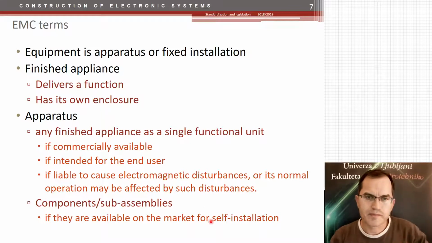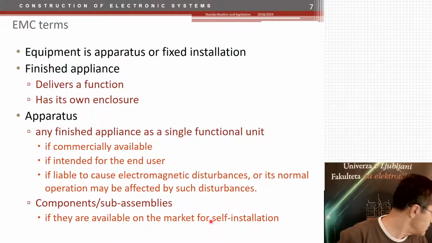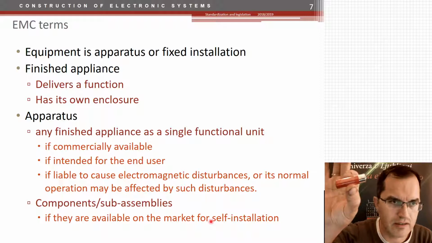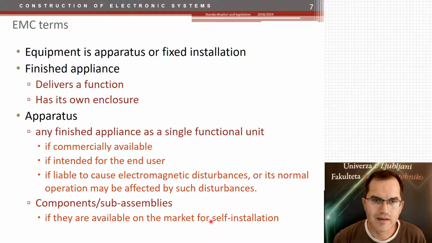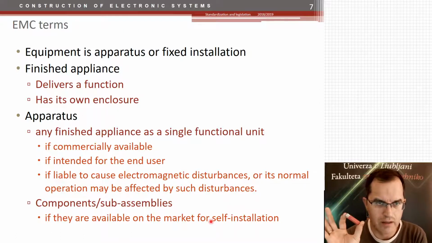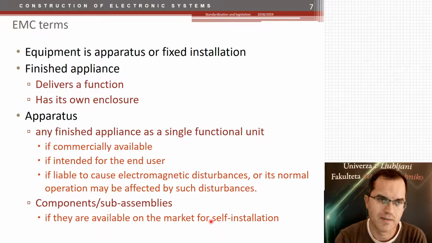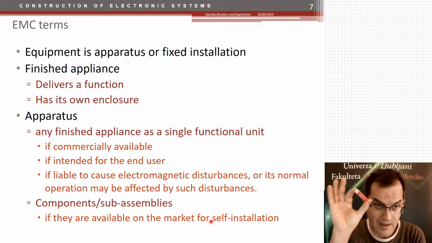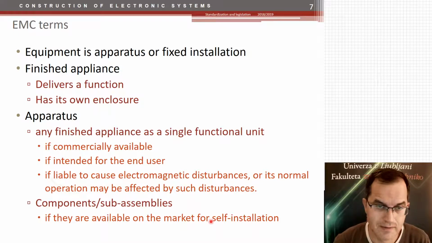Okay, so that is apparatus. And this, it's a battery. This is not an apparatus. Why? It's commercially available. It's intended for end user, but it cannot cause electromagnetic disturbances because it's a battery. It delivers DC current. It cannot radiate.